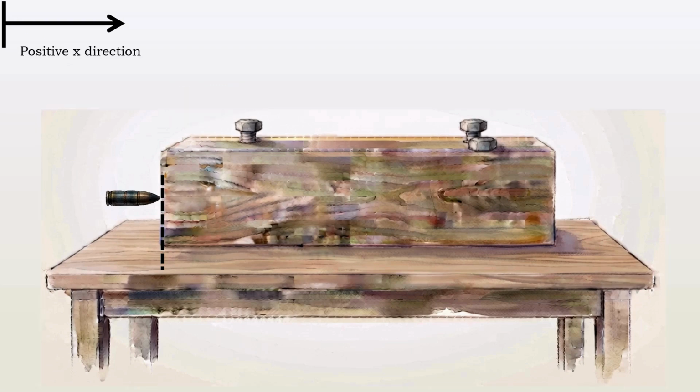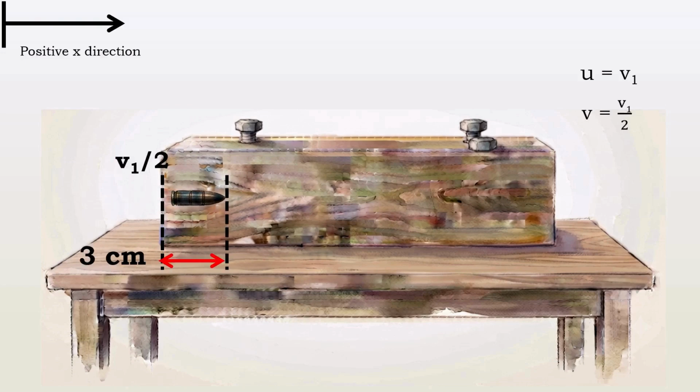Let's start with the first step. First, let's write down the known information. Let the initial velocity of the bullet be v1. At the end of the first step, the velocity becomes v1 by 2. The bullet travels a distance of 3 centimeters during this interval. Converting it into SI units, we get a displacement of 0.03 meters.